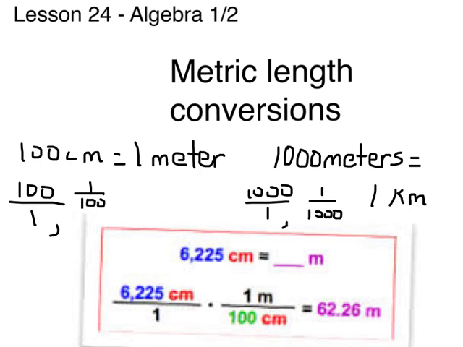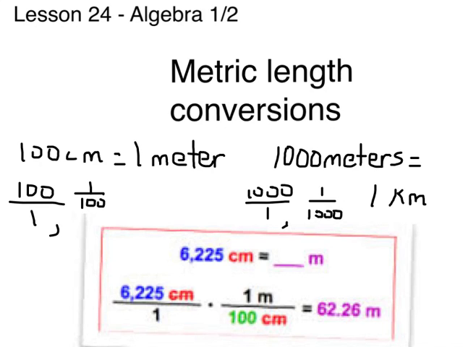Okay guys, welcome back. Lesson 24 in Algebra 1/2. This lesson is on metric length conversions, which really is going to be done exactly the same way as Lesson 23, the English unit conversions, but you're working with the metric system, which really has a little bit less to remember. But we're going to go over it again just to make sure that you have it.